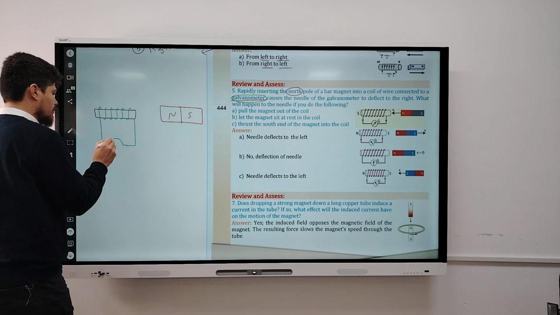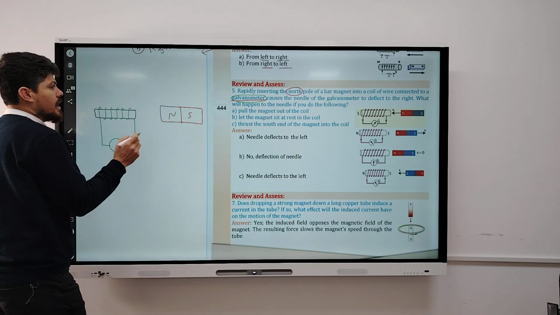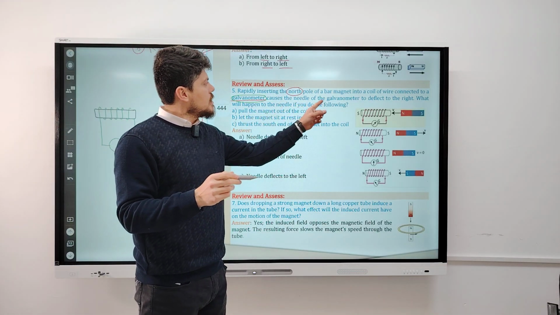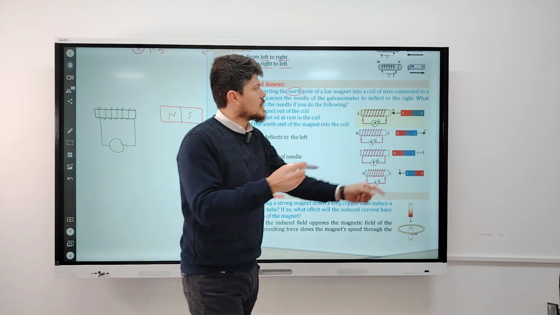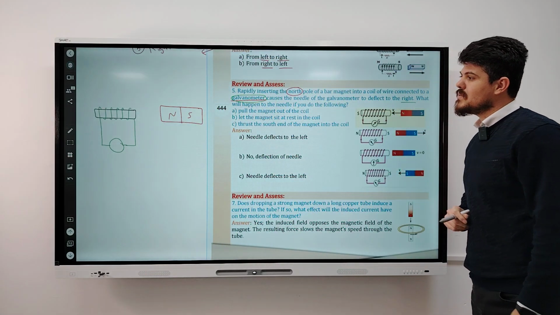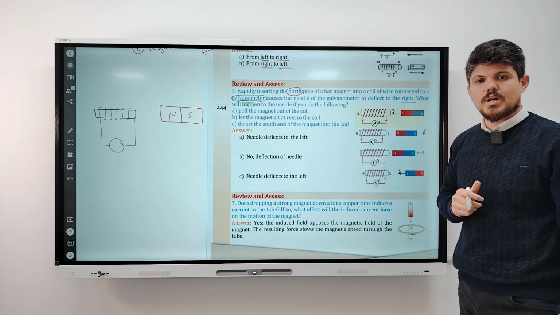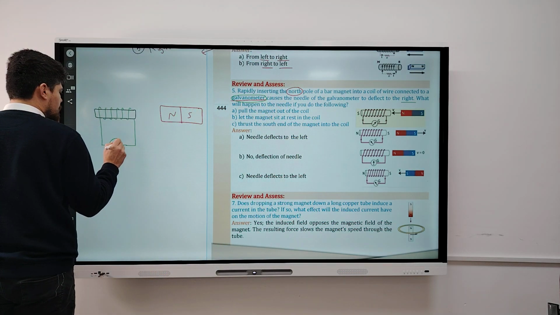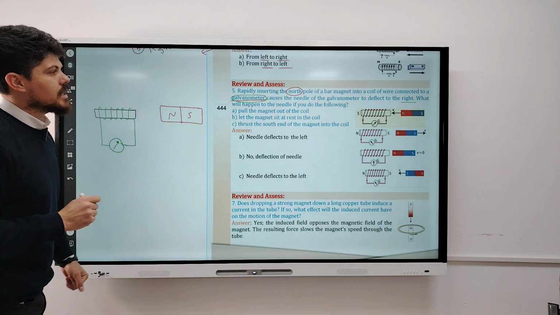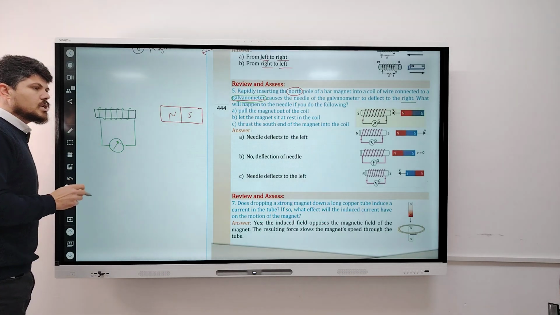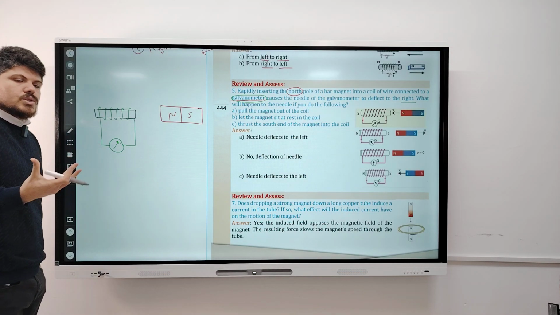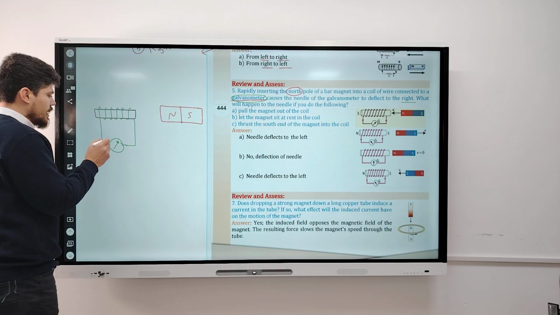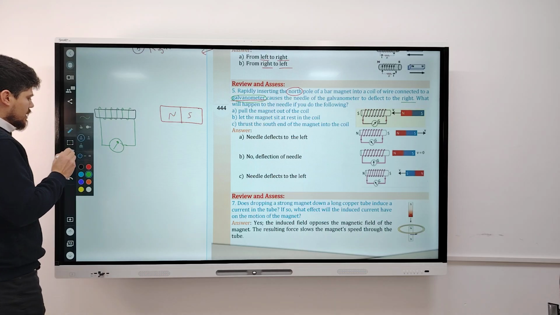So what do we have here? We have a galvanometer, okay? And it causes the needle of the galvanometer to deflect to where? To the right. So this deflection is to the right. Because of the deflection of the needle, we can find the direction of the current. So the direction of the current should be to the right.